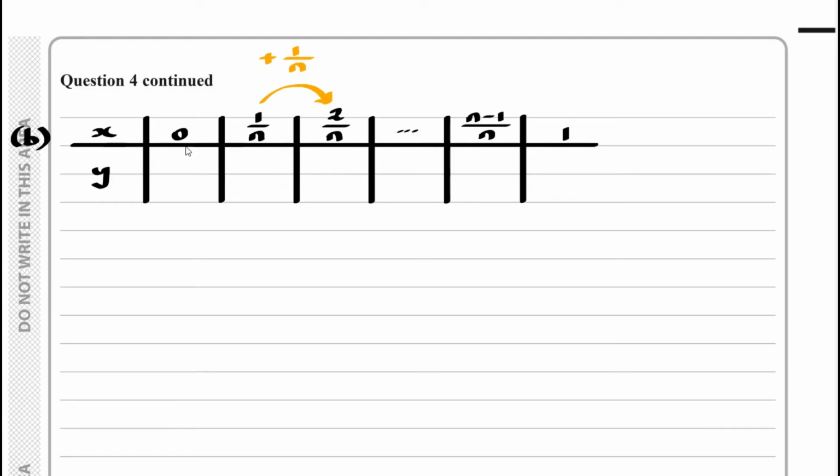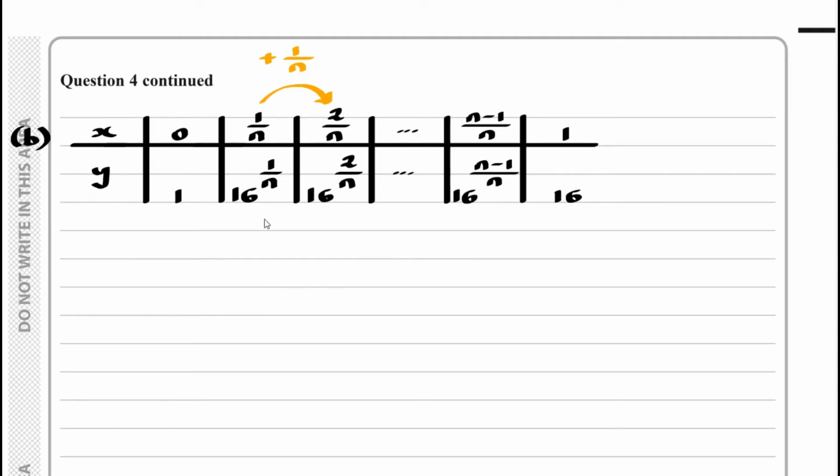So now, to find the y values, we know that y is equal to 16 to the x. So when x is 0, y is 1. When x is 1/n, y is 16 to the 1/n. When x is 2/n, y is 16 to the 2/n. And then we can continue with this. Then when x is equal to n minus 1 over n, y equals 16 to the n minus 1 over n. And then when x equals 1, y equals 16.